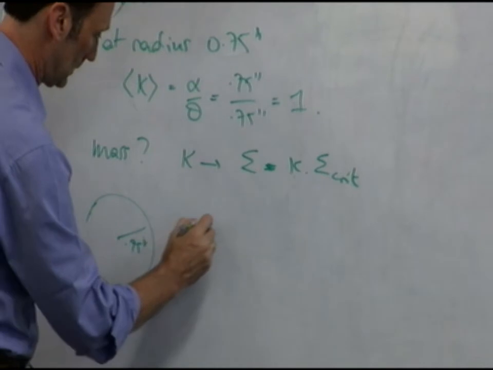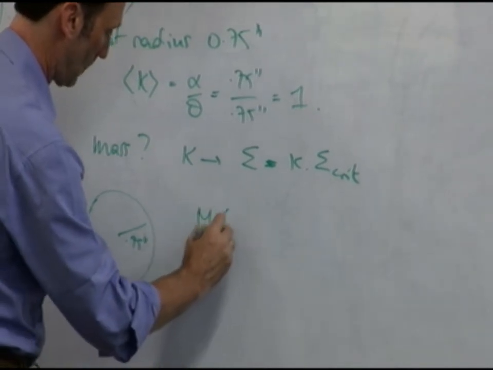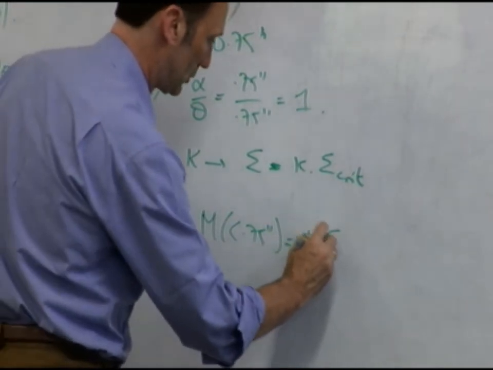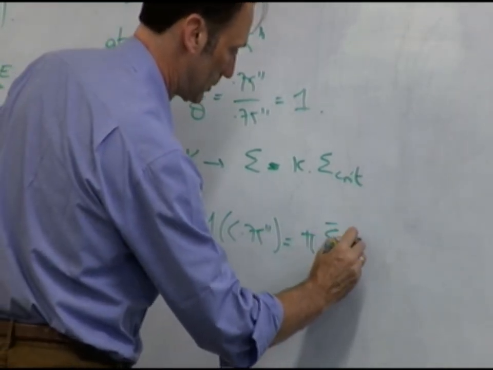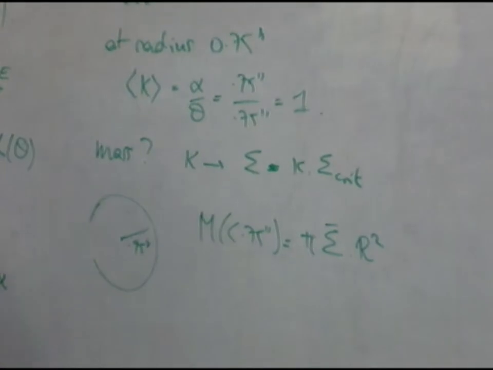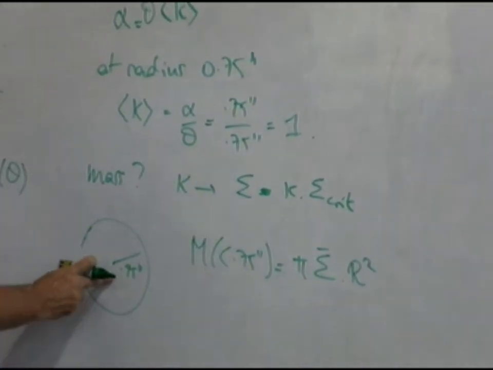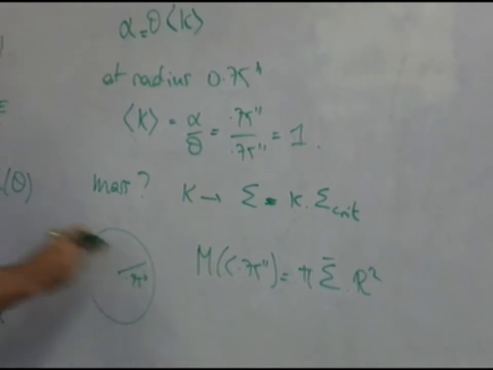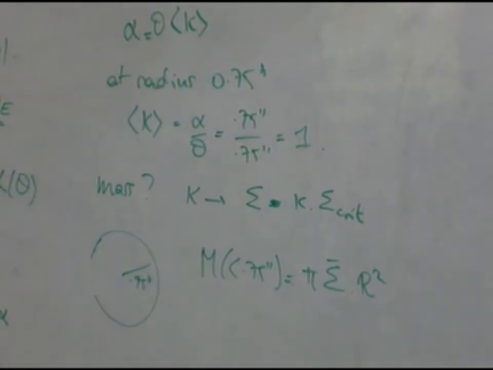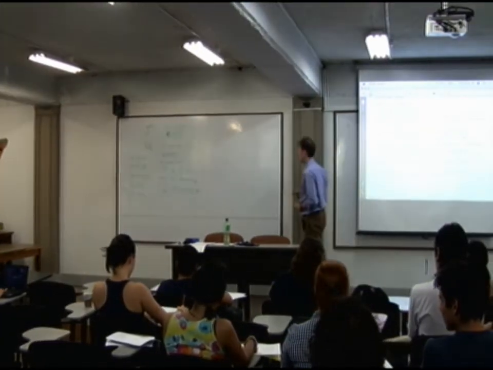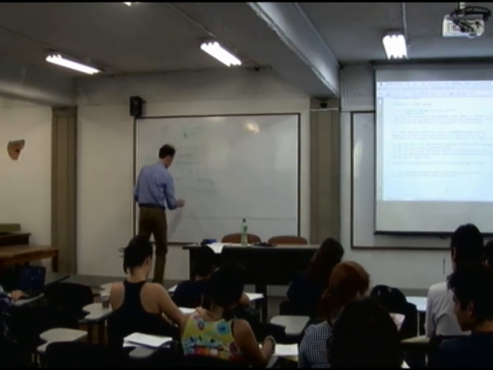So the mass is pi times the surface mass, the mean surface mass times the radius squared. Mean surface mass we got from our mean kappa, and the radius you get from multiplying the distance to the source with the size of this ring. And I've given you the redshift. So once you have the redshift, then you can work out this radius.